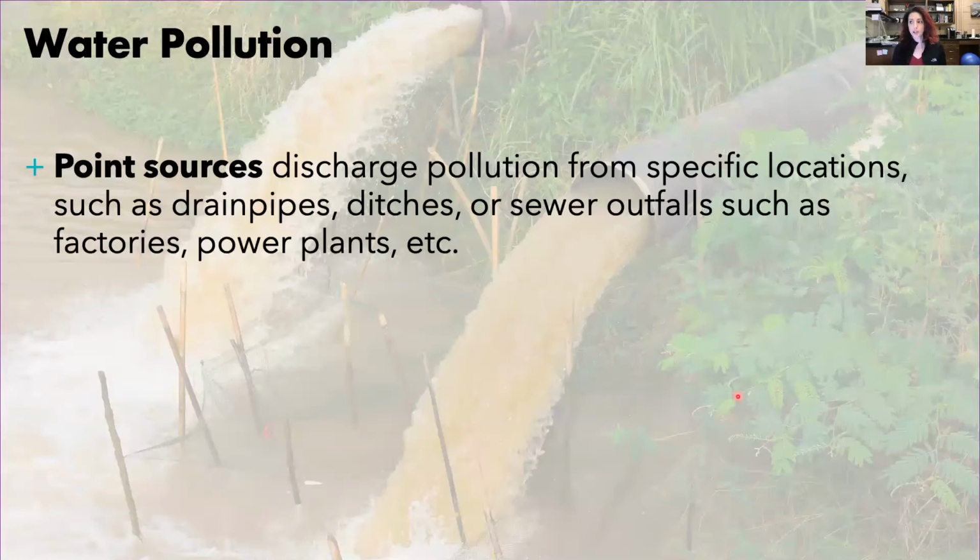So very similar to air pollution, there are point and non-point sources of water pollution. So point sources of water pollution include discharge pollution from specific locations like drain pipes, ditches, or sewer outfalls, like those that come from power plants or factories. So all of those are considered point sources.